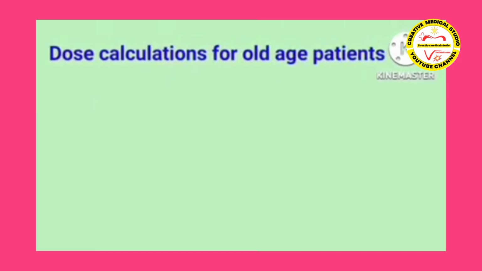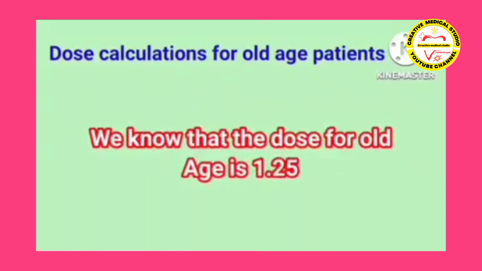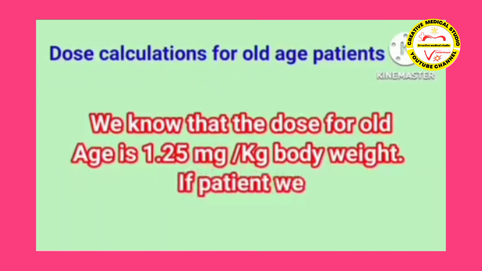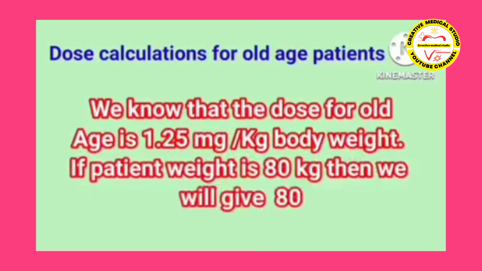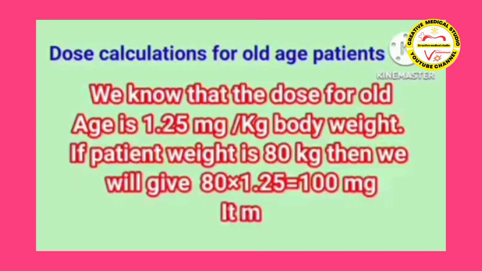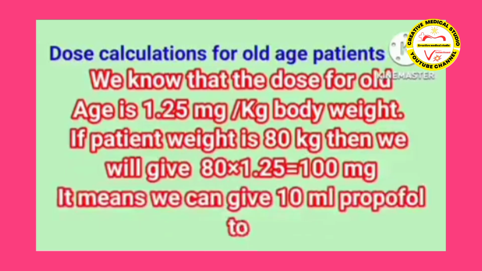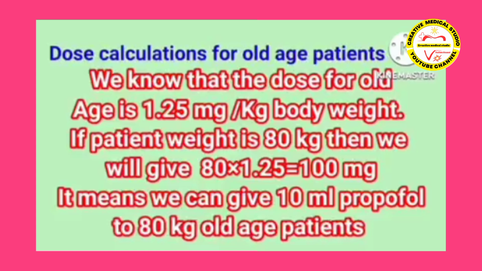Dose calculations for old age patients. We know that the dose for old age is 1.25 mg per kg body weight. If patient weight is 80 kg, then we will give 80 multiply 1.25 is equal to 100 mg. It means we can give 10 ml Propofol to 80 kg old age patient.